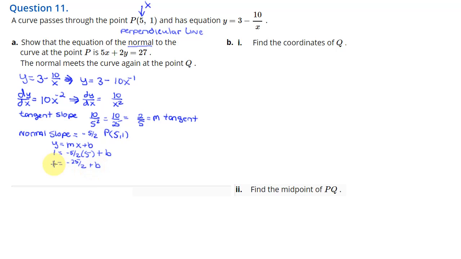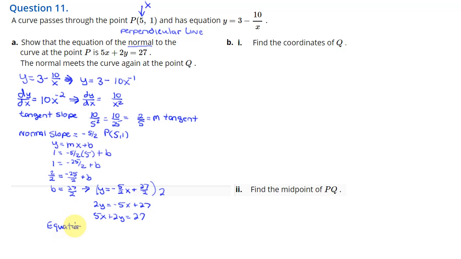I go ahead and clean this up a little bit. I'm going to get the b by itself. I can rewrite this as 2 over 2, so then when I add, I get 27 over 2. That gives me a y-intercept of 27 over 2, and an equation of negative 5 over 2x plus 27 over 2. And then if I multiply everything by 2, you see I end up with 5x plus 2y equals 27, which is what they wanted me to do.